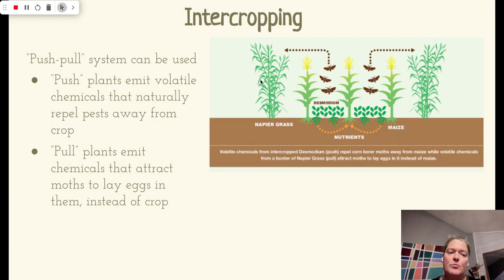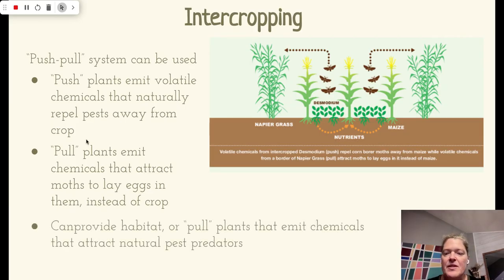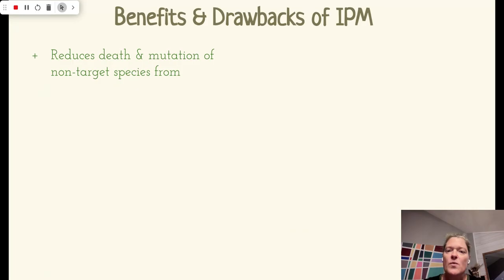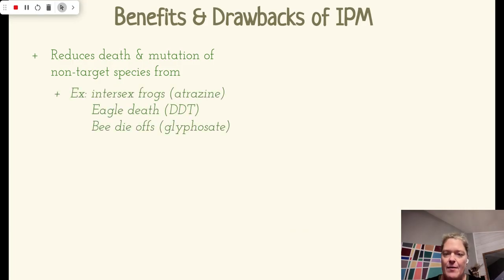So that's considered a pull plant. It's pulling the pests away. And then a push plant is something that emits a chemical that keeps the pests away from everything in the field. So pull plants pull the pest to the plant. Push plants emit chemicals that just get them out of the entire field. So this can provide habitat. These pull plants can provide habitat because they use chemicals to attract predators or to attract the pests to them. So what are some benefits and some drawbacks of IPM?